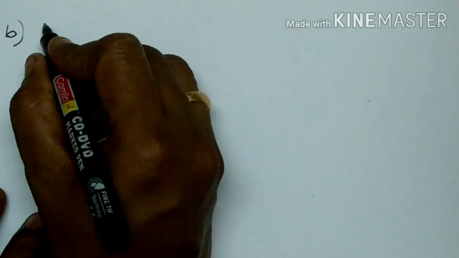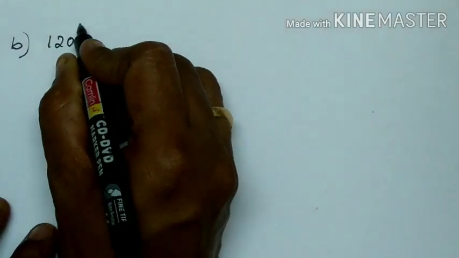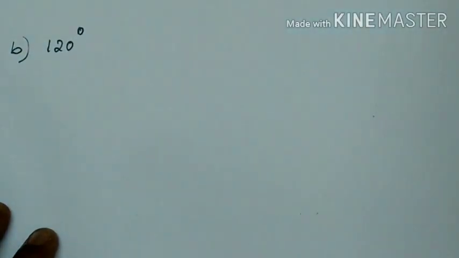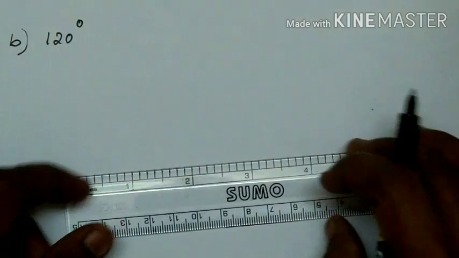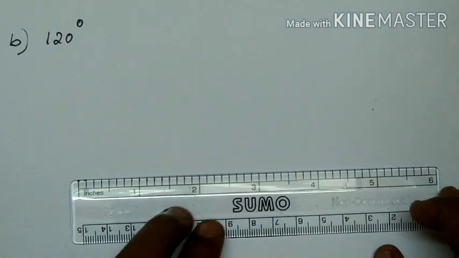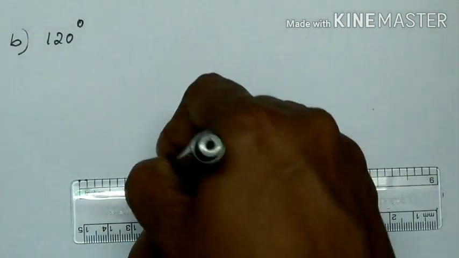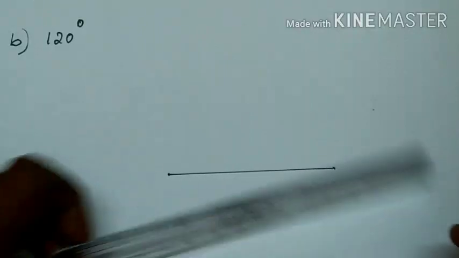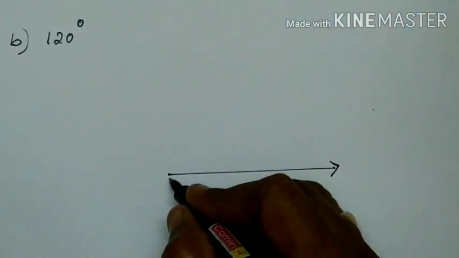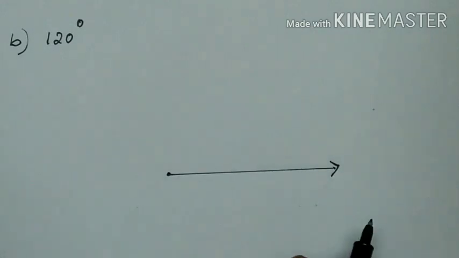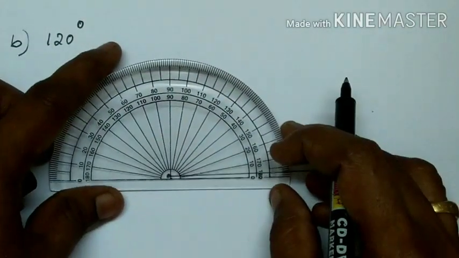Next question, 120 degrees. What is the first step? Yes, we want to draw a ray. So place the scale like this and draw a ray. Put the arrow mark on the right side. This is the vertex, and next place the protractor in the correct position.